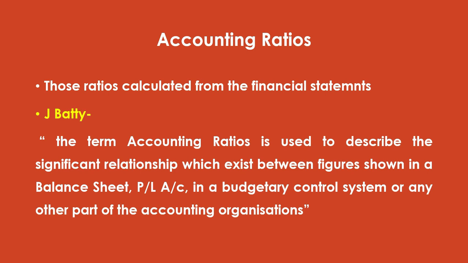A definition given by J. Bharti related to accounting ratio: The term accounting ratio is used to describe the significant relationship which exists between the figures shown in a balance sheet, profit and loss account, in a budgetary control system or any other part of the accounting organization. From this definition, we can understand that accounting ratio is the ratio used to measure the significant relationship existing between the figures shown in the balance sheet, profit and loss account and other statements.